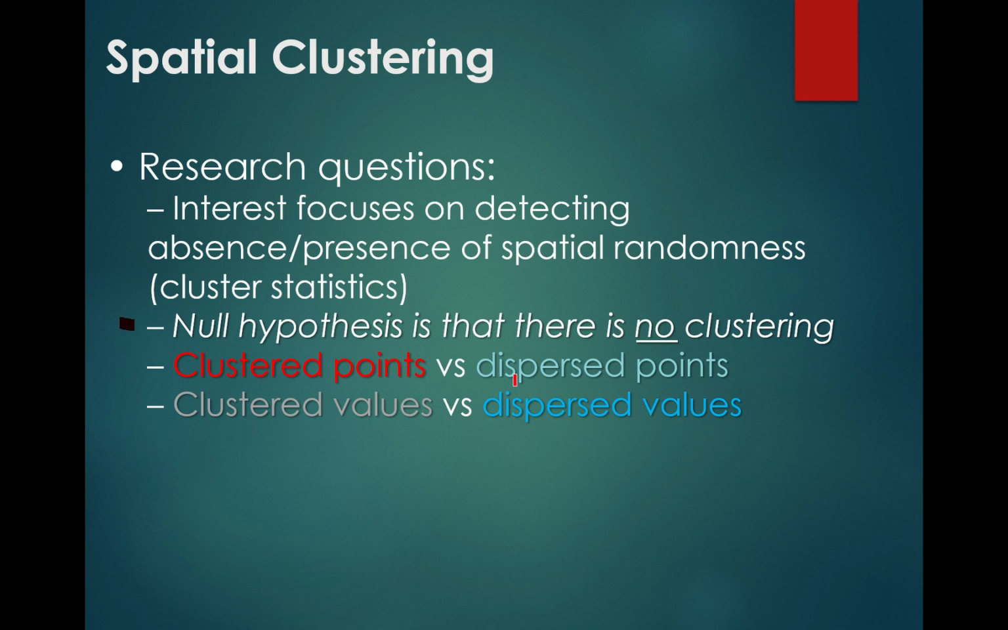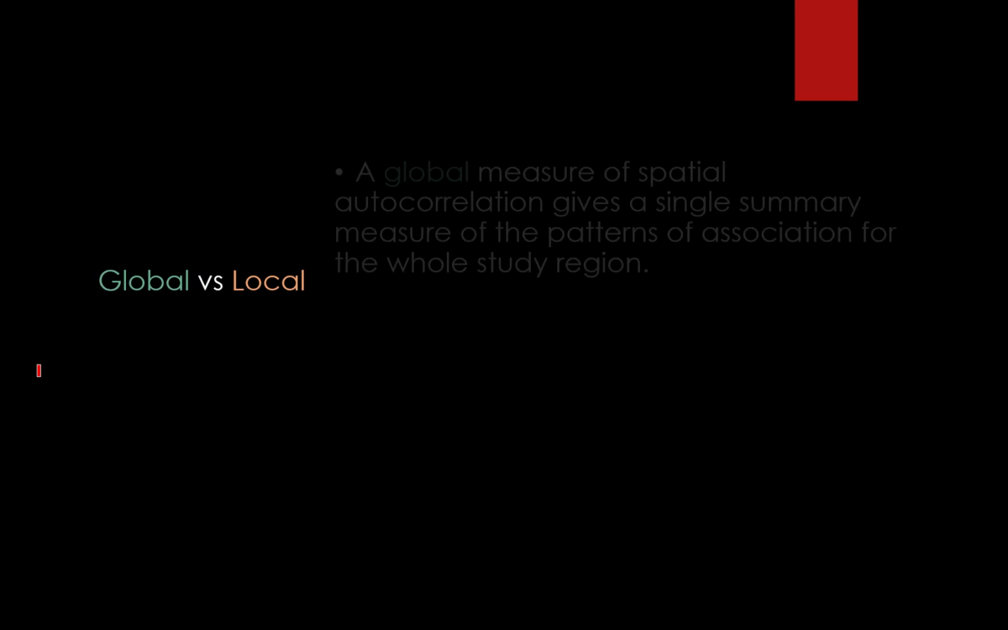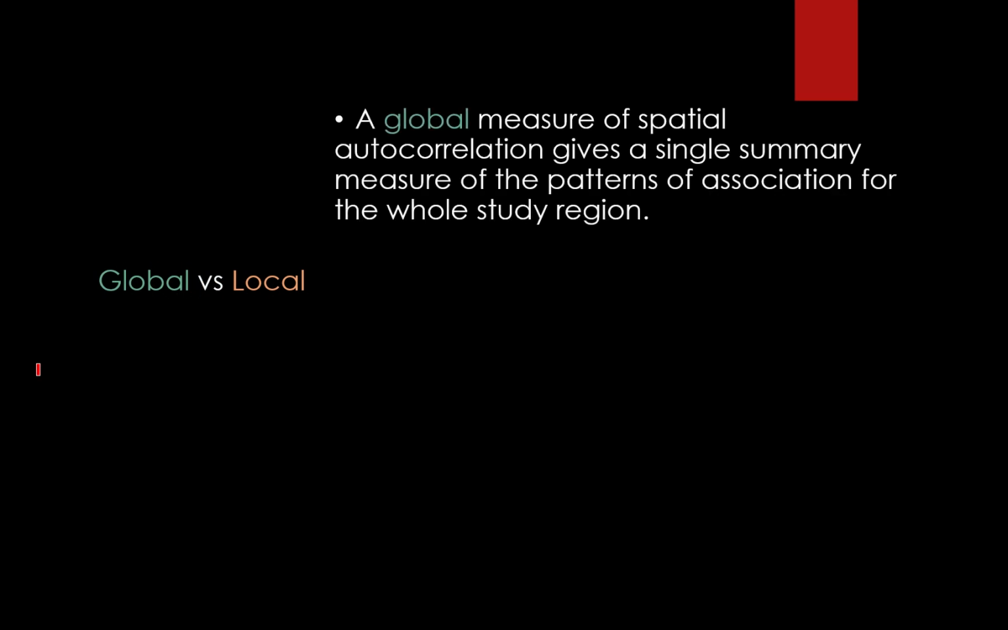And then we can look at different types of data. We can look at clustered points versus dispersed points, clustered values, like a Z value versus dispersed value. So sometimes we're just looking at the coordinate location to see whether they're closer together or not. And sometimes we're looking at the values at each of those locations to see if the values are spatially clustered or not. Then again, we can apply both global and local scale patterns in this analysis. Let's talk a little bit about the difference between global and local.